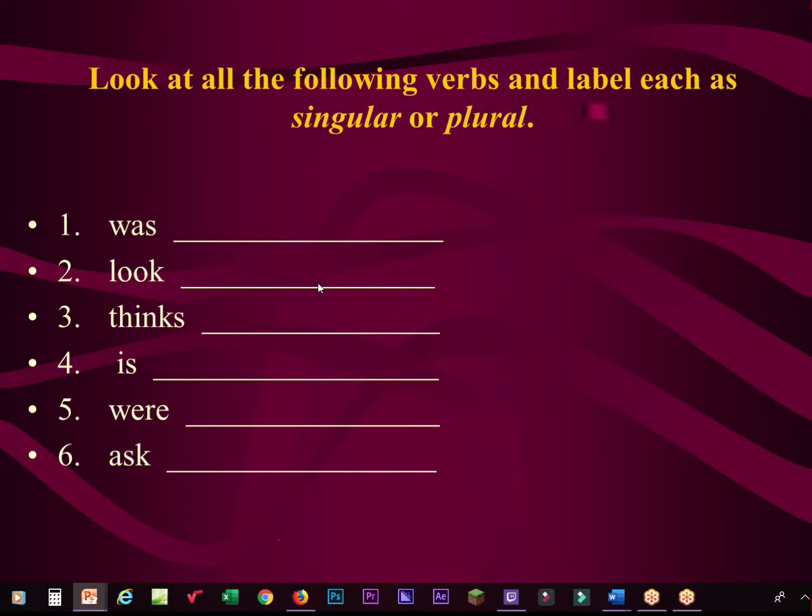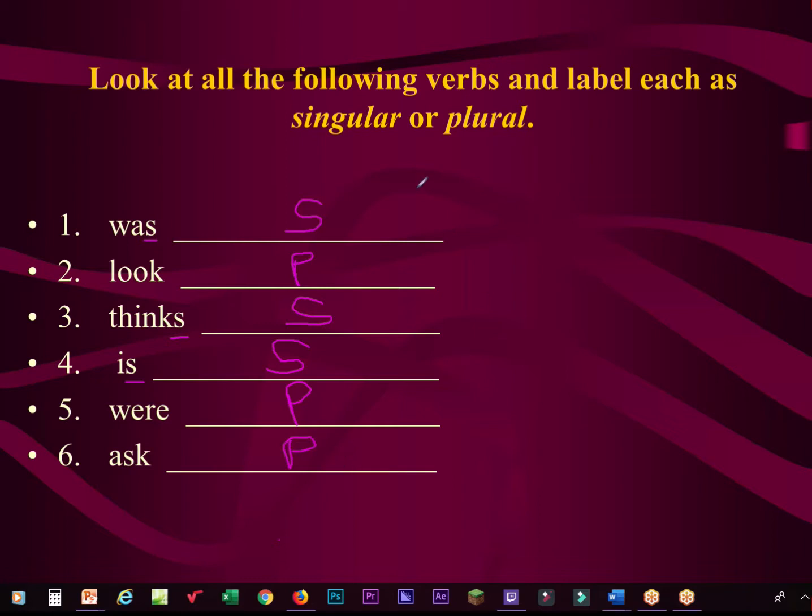Let's look at these for a moment and see if you can determine whether these are singular or plural. I'm going to call out the word, and you make a decision, and you might say it out loud, and I will write the letter up there. Was, singular. It ends in S. Look, plural. There is no S at the end. Thinks, singular. It ends in S. Is, singular. It ends in S. Were, plural. It does not end in S. Ask, plural. It does not end in S.